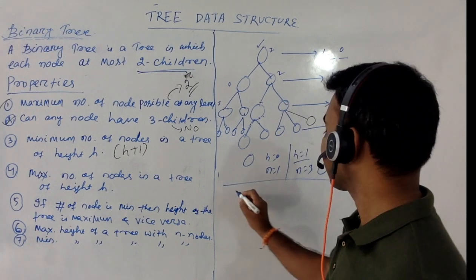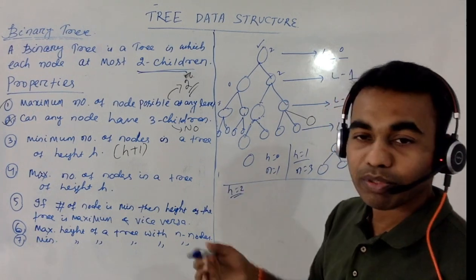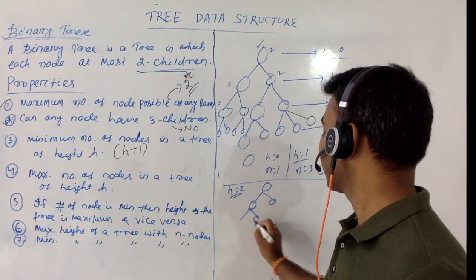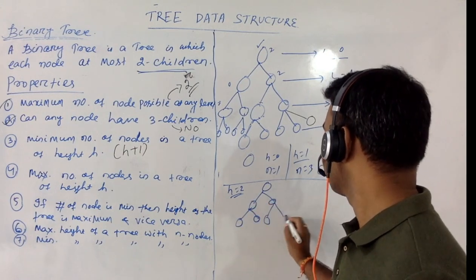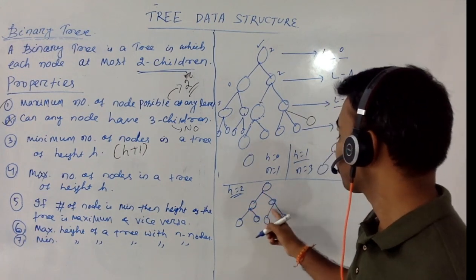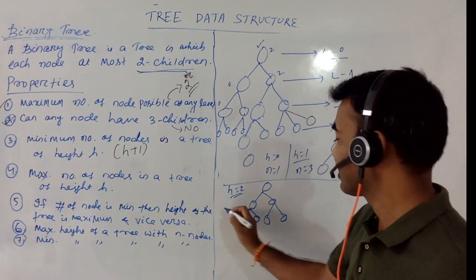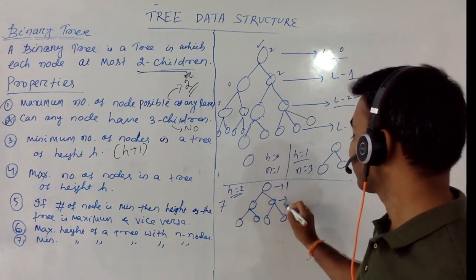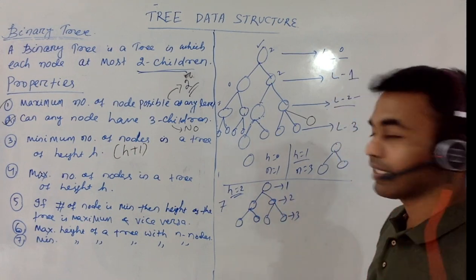Now let me take height equal to 2. What is the maximum number of nodes possible? It is going to be 1 plus 2 plus 4, which is 7. Just try to understand. This is going to be 1, this is going to be 2, this is going to be 3.